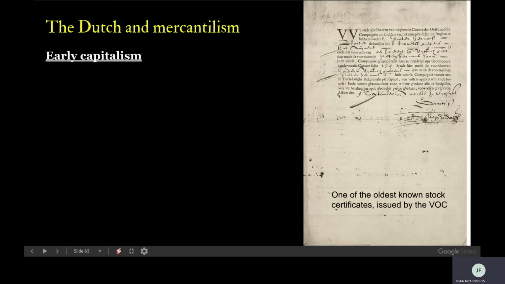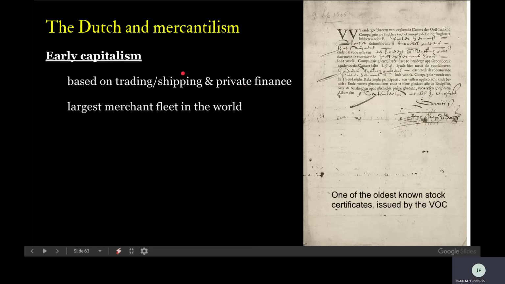And this is early capitalism, right, where you have the system based on trading and shipping and private finance. This is capital. People are investing capital into these ships, hoping for a return on their investment, okay? They end up with the largest merchant fleet in the world, the Dutch.